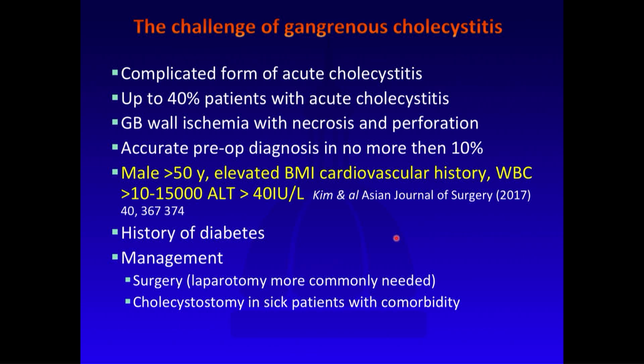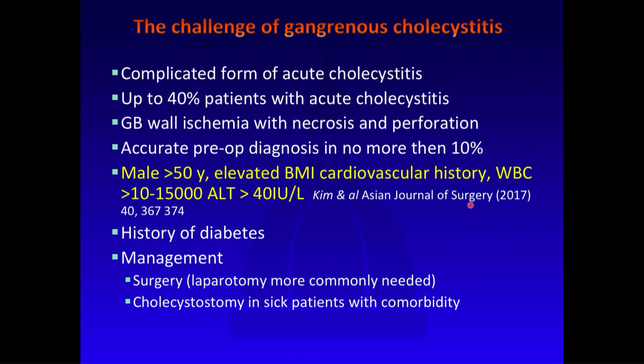So it can be, again, depending on your patient population, it can be in up to 40% of patients with acute cholecystitis. And what happens in these cases is gallbladder wall ischemia, and then you can have necrosis and perforation. And the accurate preoperative diagnosis is not made as often as you would think. So I think what's important is to also look at the clinical context.